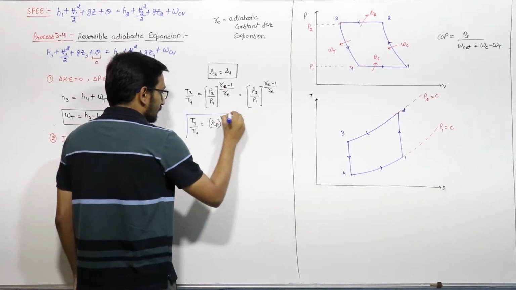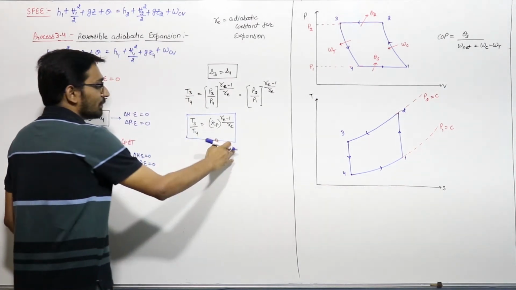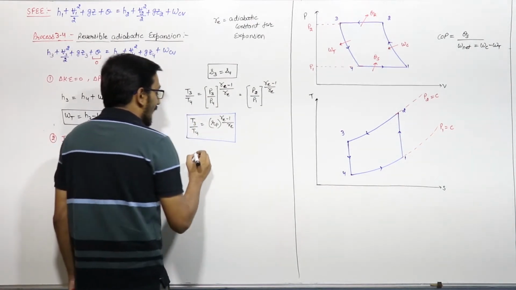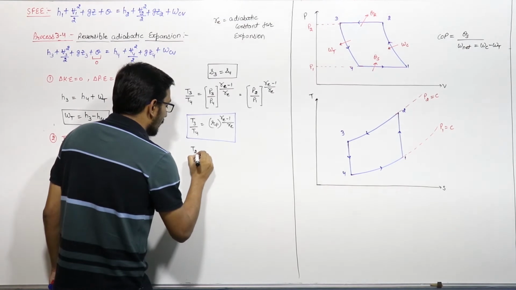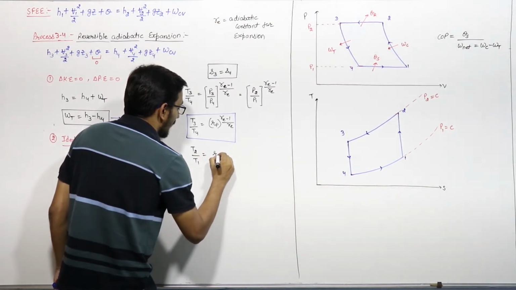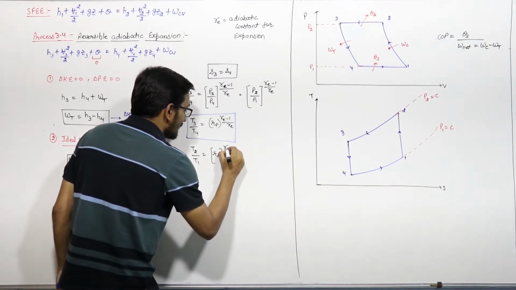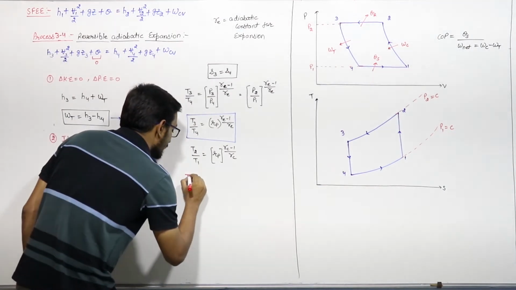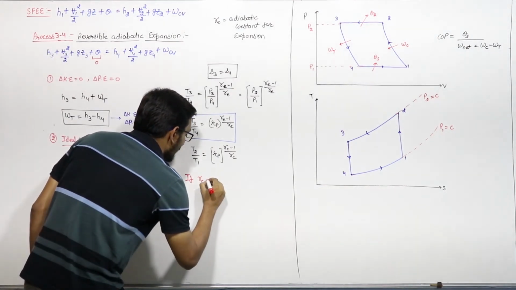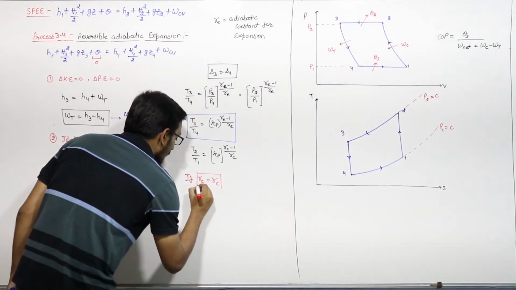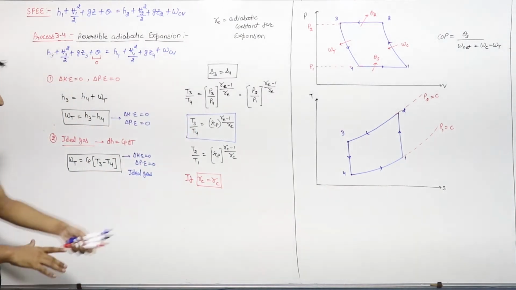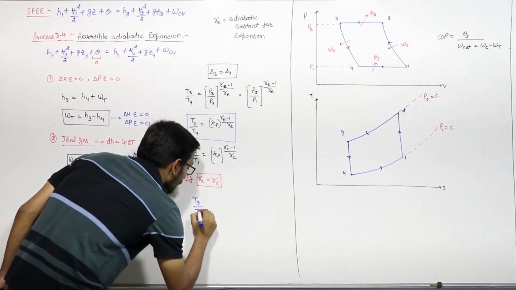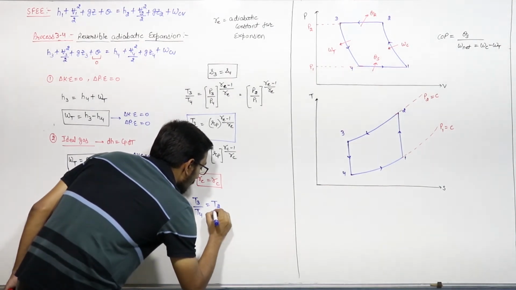This you got, right? From the equation of the first process 1 to 2, you got T2 by T1 is equal to Rp raised to power gamma C minus 1 upon gamma C, right? And this is important, if in the question both of them, gamma E and gamma C, are equal, then from these two equations you can write T3 by T4 is equal to T2 by T1.